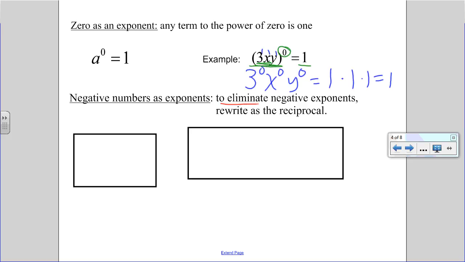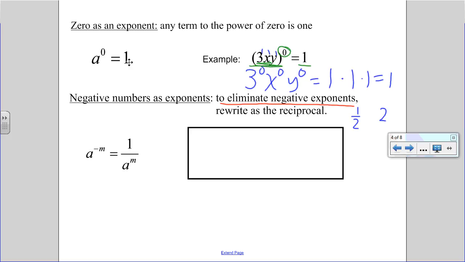All right, negative numbers as exponents. To eliminate the negative exponent, because that's our goal, I only want to have positive exponents. To eliminate that negative exponent, you're going to rewrite it as the reciprocal. 1/2 and 2 are reciprocals. I can turn 1/2 into 2 as the reciprocal. Can I make 2 into 1/2, guys? Can they go back and forth as reciprocals? Yeah. So if we take a look at this, a to the negative m is simply written as 1 over a to the m. This moves down to the denominator.